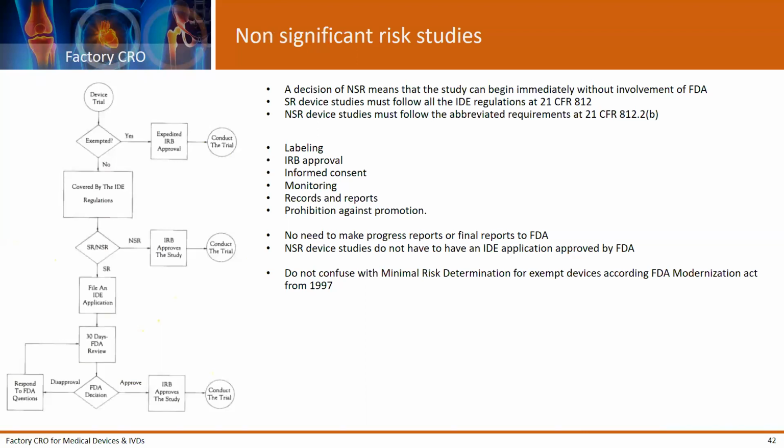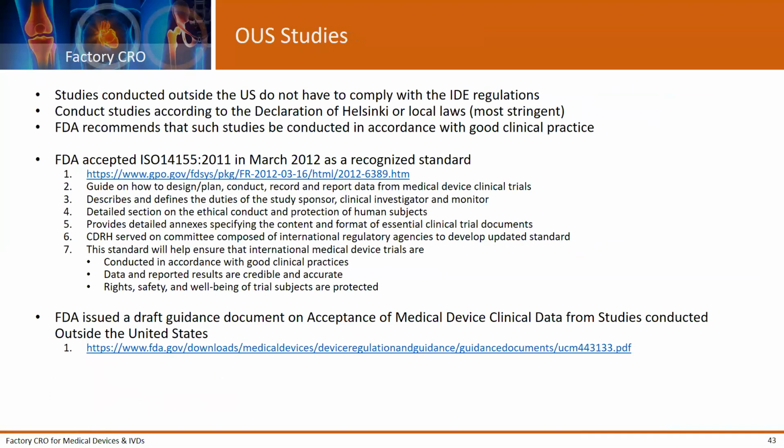Non-significant risk studies should still adhere to the requirements in terms of labeling, IRB approval, consent forms, monitoring, records and reports, and the prohibition against promotion. The advantage is you do not need to make progress reports or final reports to the FDA, and you do not need an approved IDE application by the FDA. Do not confuse this with a minimal risk determination for exempt devices, basically class 1 devices.